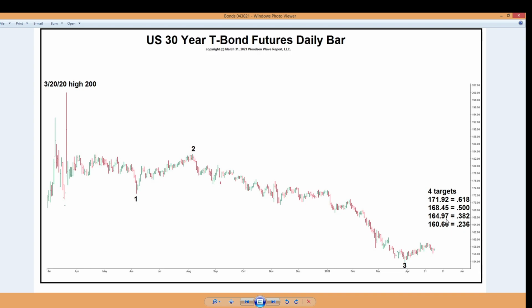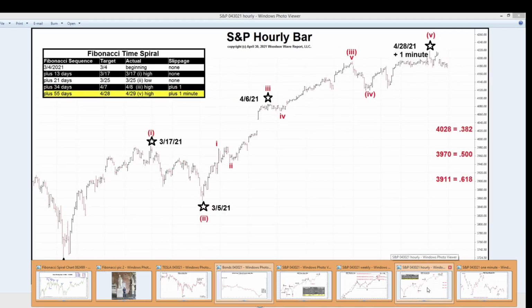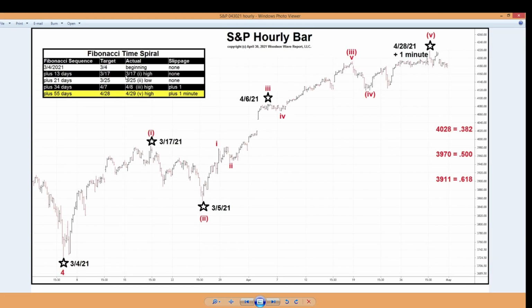I don't need to read all those for you guys. That's a little self-explanatory, but that's the 30-year T-bond prices. Prices are opposite of interest rates or yields. Okay, the most exciting thing right now is this Fibonacci Time Spiral, which has nailed every turn within a minute of perfection, unless and until that 42.18 high is taken out.